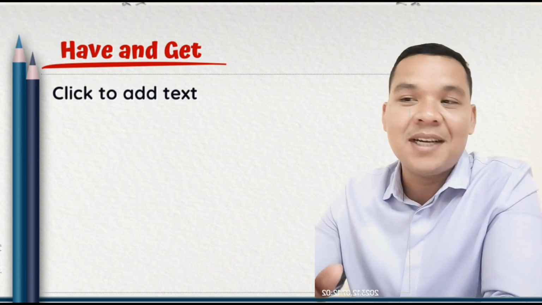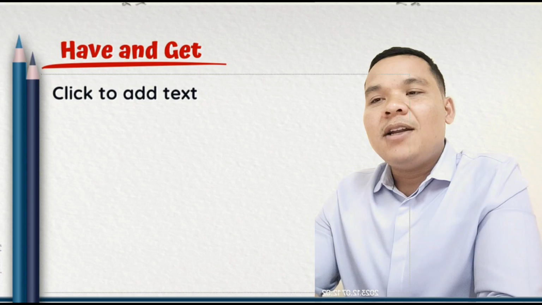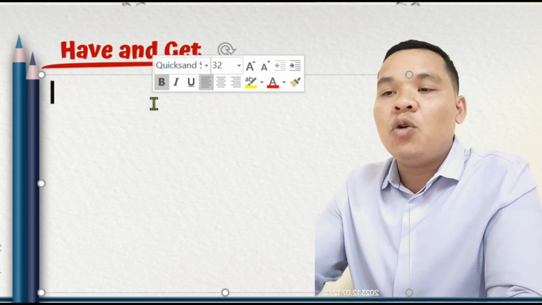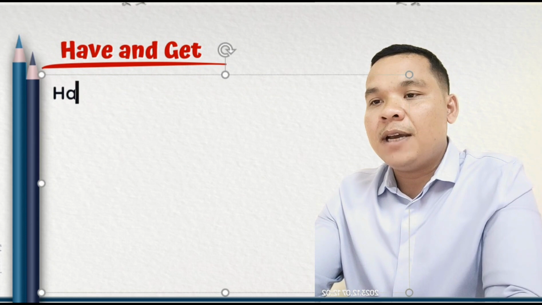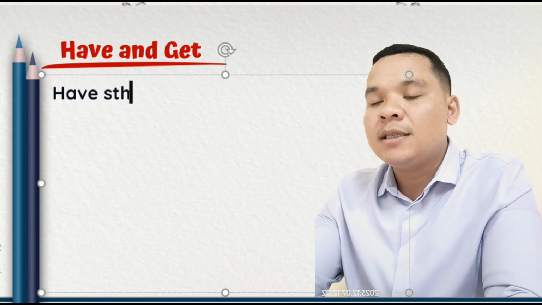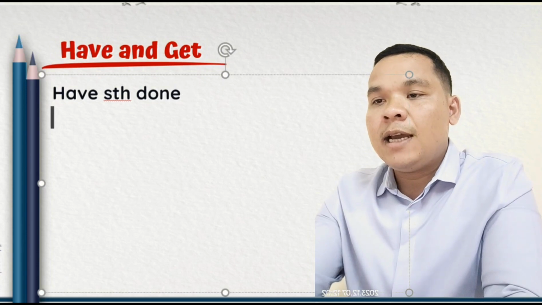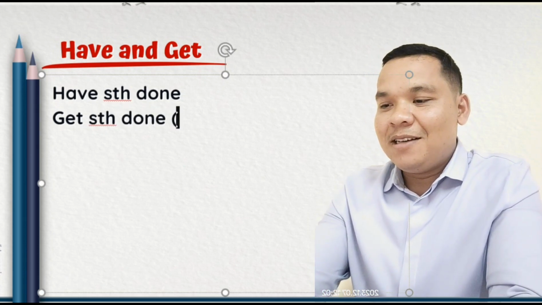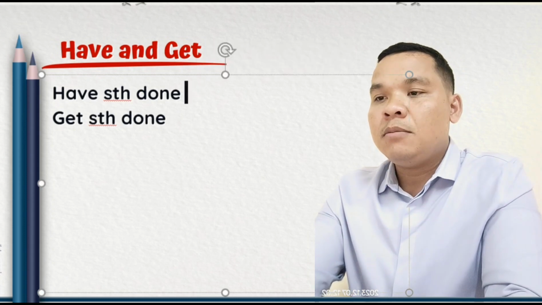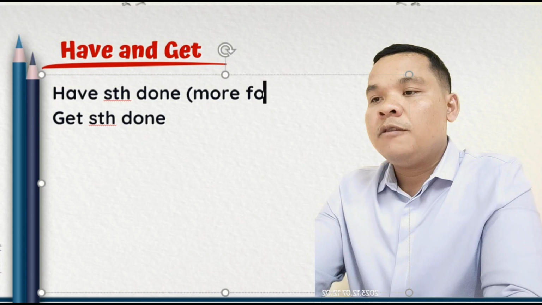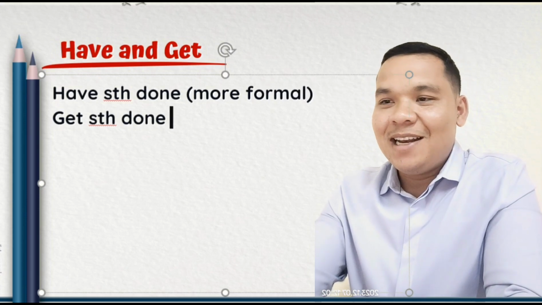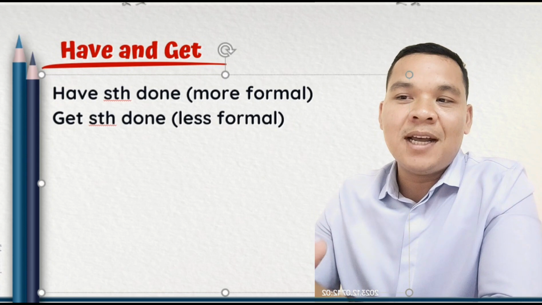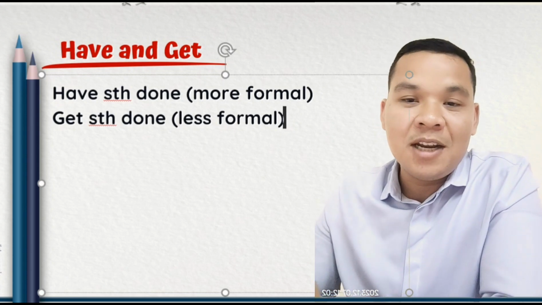All right, so let's get started now. You see the word have and the word get here. What I want you to see is the form first: have something done and get something done. It's the same, but this one I can say is more formal and we use it more, and this one we use less. Have something done is more common than that. However, it is the same meaning, referring to the same situation.